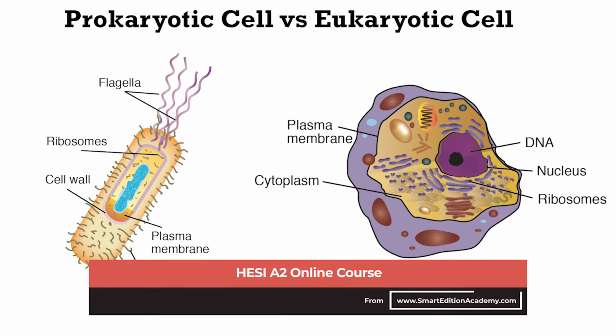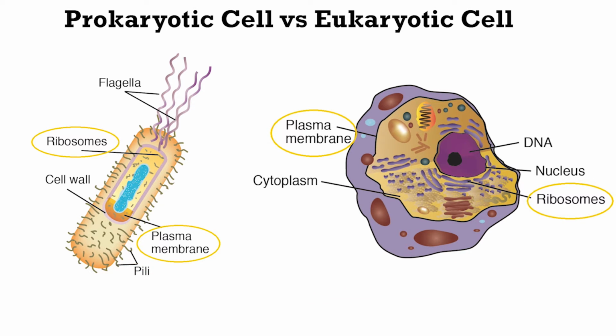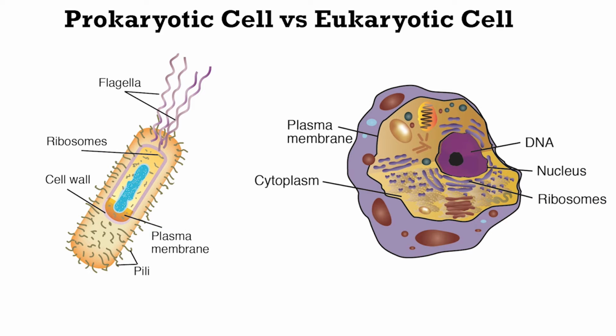While prokaryotes lack membrane-bound organelles, they do share some organelle similarities with eukaryotes, including a plasma membrane and ribosomes. In some cases, prokaryotes and eukaryotes also have flagella and a cell wall in common, albeit composed of different chemical constituents. One structure that eukaryotes do not possess is pili.